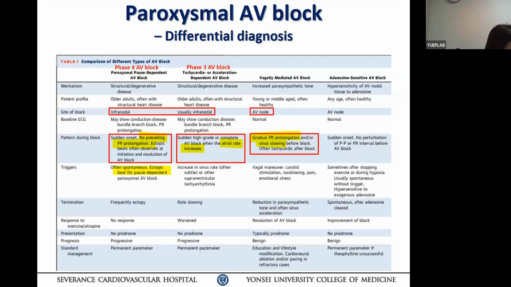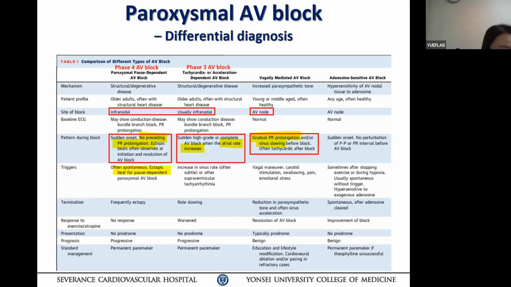Differential diagnosis. First, pause-dependent AV block, phase 4 AV block, is caused by the diseased His-Purkinje tissue, and it is typically triggered by pauses or ectopic beats, occurs suddenly without PR prolongation, and usually requires permanent treatment. Second, vagally mediated AV block is caused by increasing parasympathetic tone at the AV nodal level. Unlike phase 4 AV block, it is usually preceded by sinus slowing or PR prolongation or prodromal symptoms such as nausea and diaphoresis.